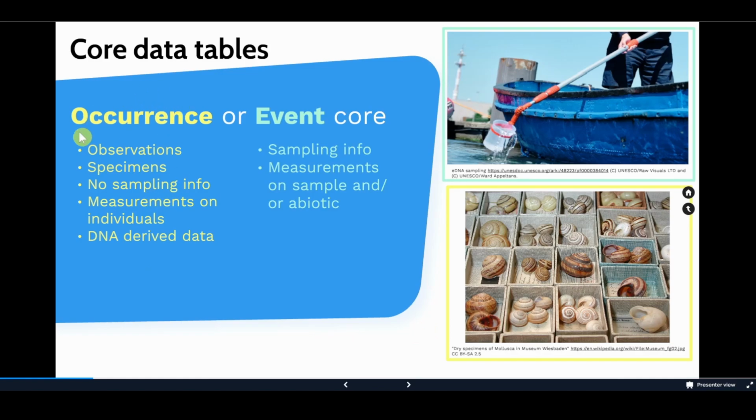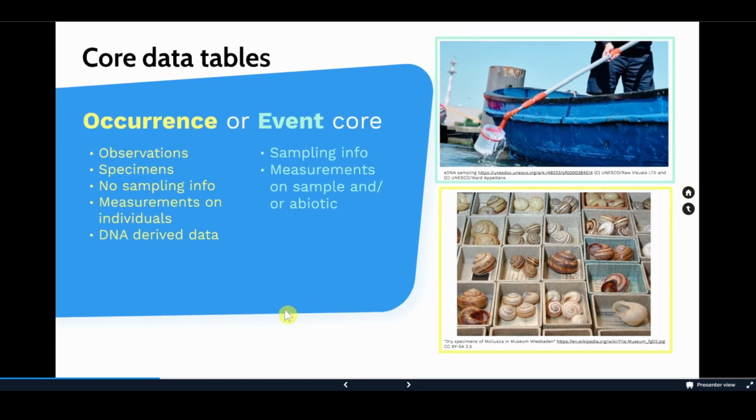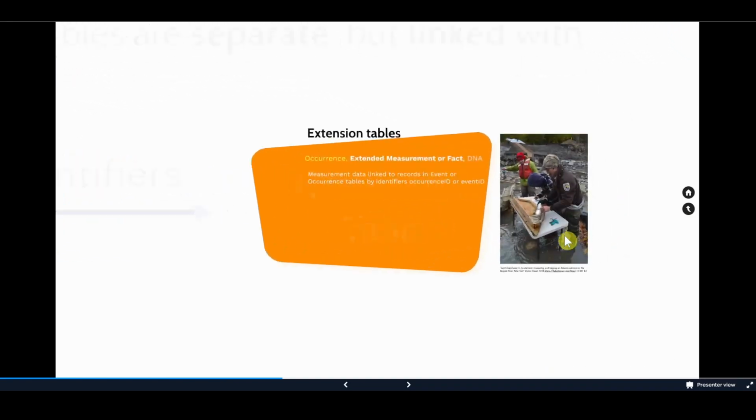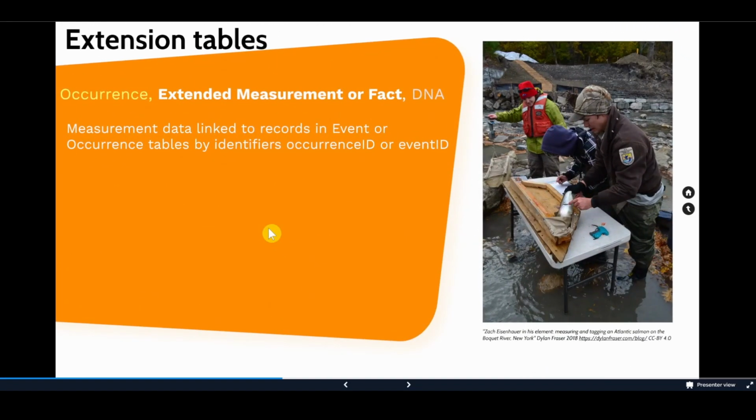Just as an aside, occurrence core is also frequently used for museum data and museum specimens like these mollusks here. So that's for our core tables. Now let's take a look at our extension tables. So for OBIS, you can have three main types of extension tables currently. So there can be an occurrence extension. So this would be used in conjunction with the event core, and it would contain all of your information about the occurrences you found, the specimen, the observation records.